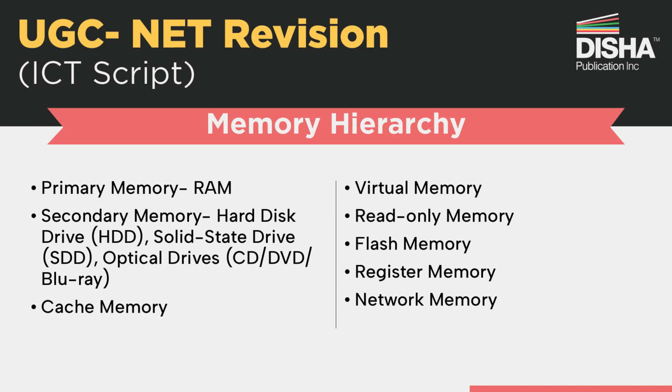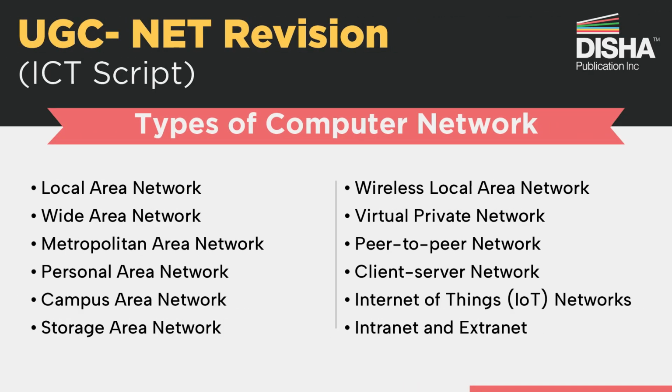Flash memory. Flash memory is a type of non volatile memory used in USB drives, SSDs, memory cards, and other storage devices. It can be electronically erased and rewritten, making it suitable for data storage. Registered memory. Registered memory is the fastest and smallest type of memory in a CPU. It is used to store data temporarily during CPU operations. Network memory. Network memory refers to the memory sources used in distributed computing and network environments where data is stored across multiple interconnected computers.